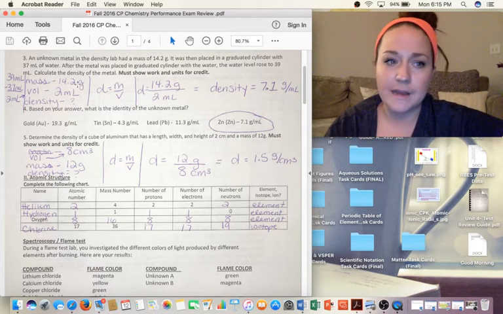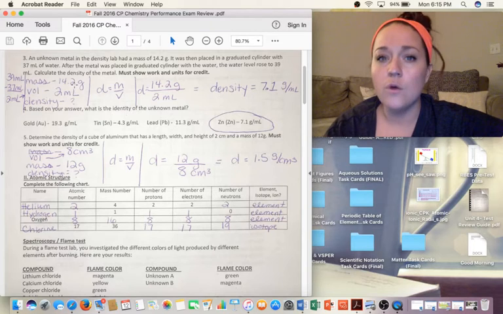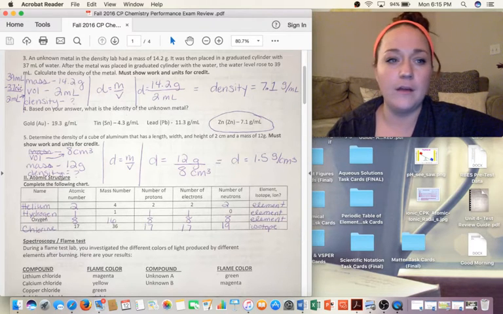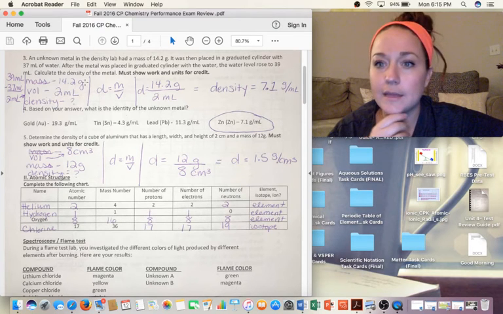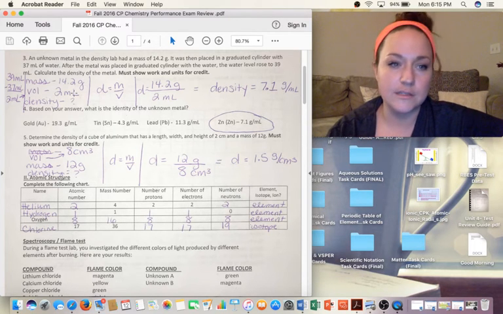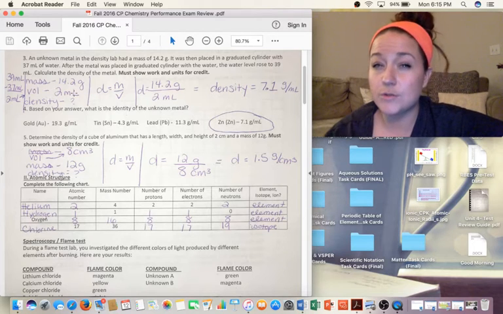So remember the 5 steps. Step 1, write what you do know. Well, they told you the mass was 14.2 grams. So go ahead and write that in. Then the second thing they told you was the volume. They told you 2 separate volumes.